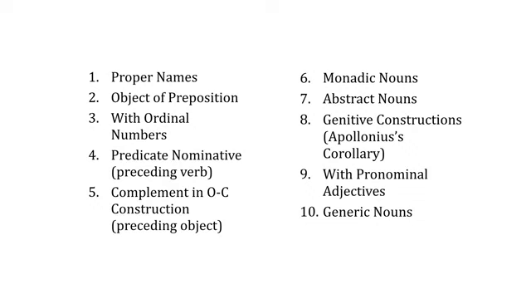With ordinal numbers, it's going to be definite. We're talking about the first book of Moses, the second book of Moses, the second miracle that Jesus did. It's not a second, but the second. It's specifying an exact entity.